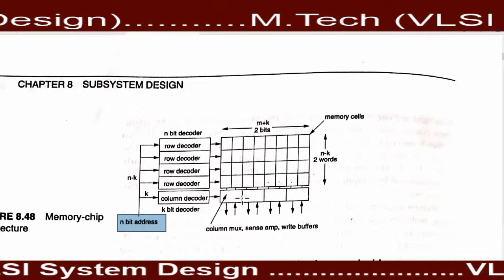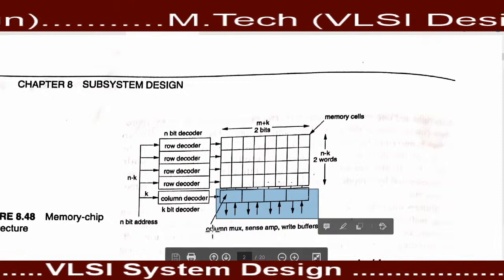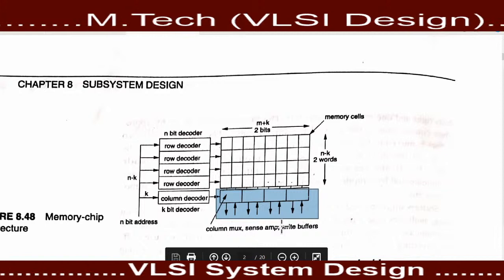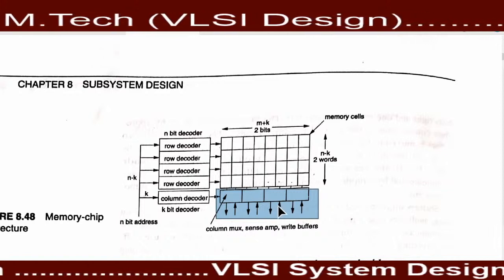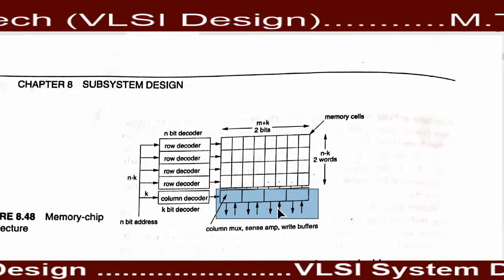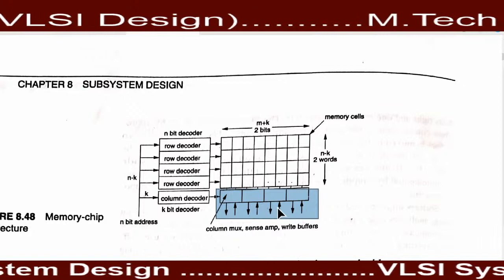For accessing the data from this memory, we need a sense amplifier, buffer amplifier, write operator, etc. These are the operations that we need to implement in the circuitry for accessing the data. They are used both at the time of reading as well as at the time of writing.